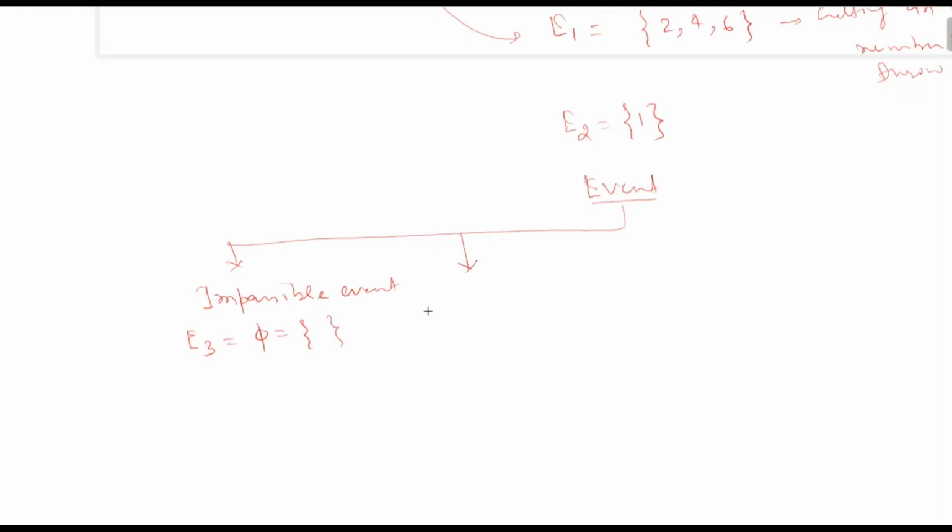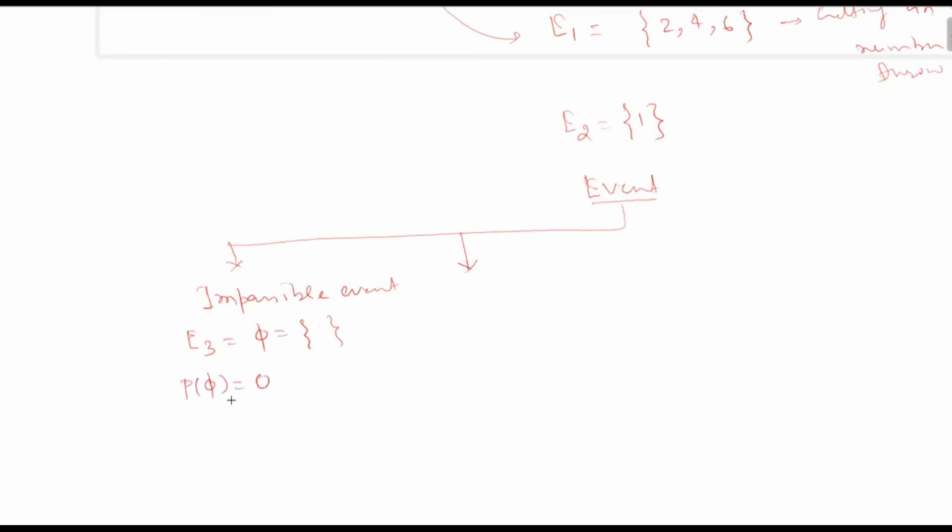Tossing a coin and saying that I get a 1 is absurd. You cannot get a 1 if you're tossing a coin. You can either get a head or a tail. So it's an impossible event, and we will learn later that the probability of an impossible event is actually zero.